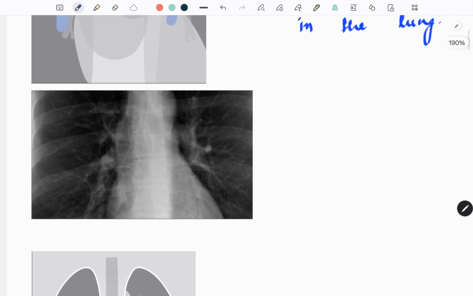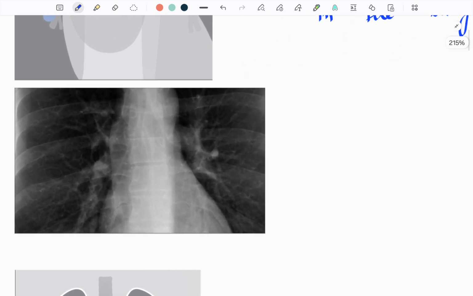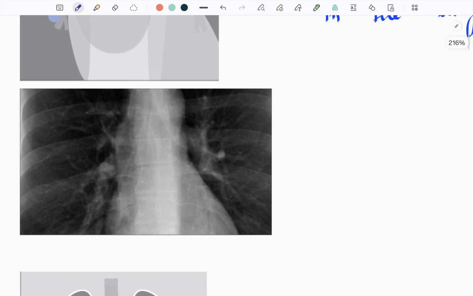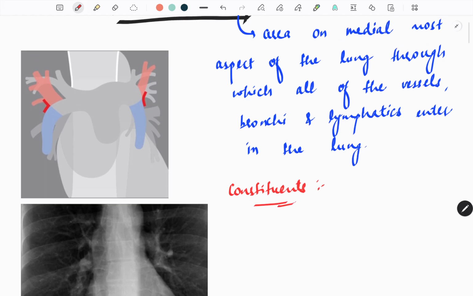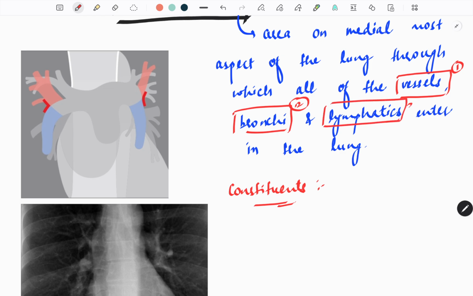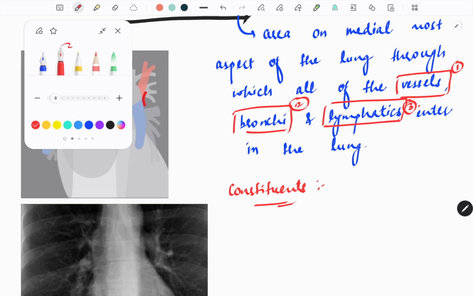Now we'll see how a hilum appears. As we can see, the constituents of the hilum are number 1 vessels, bronchi and lymphatics. These are the constituents of the hilum.